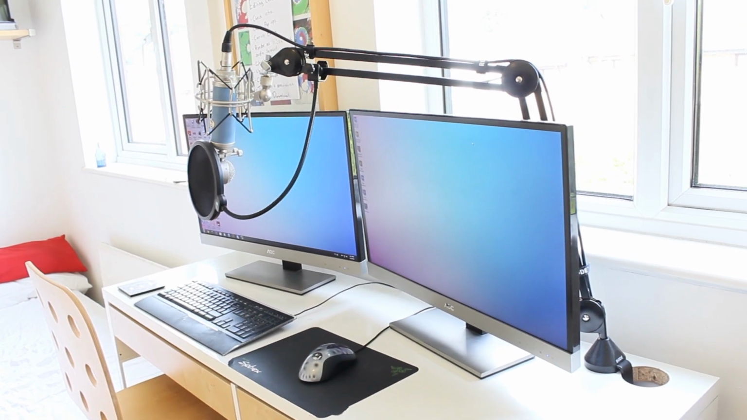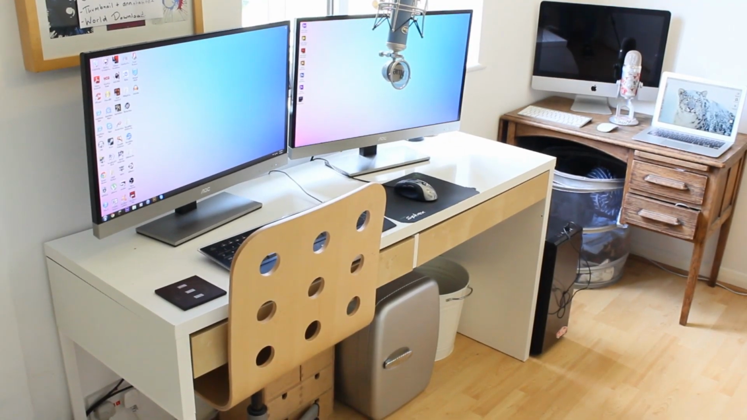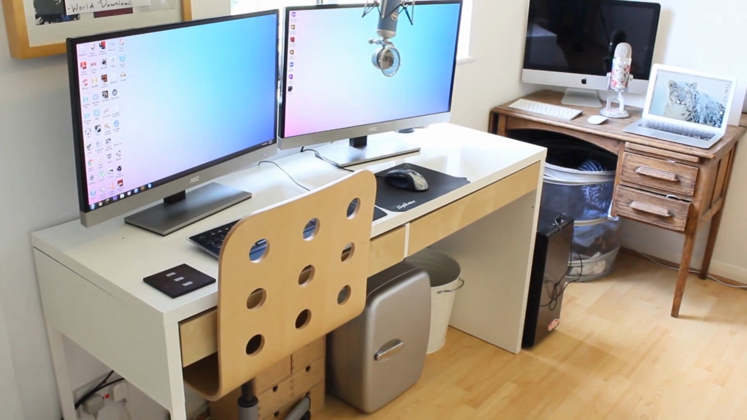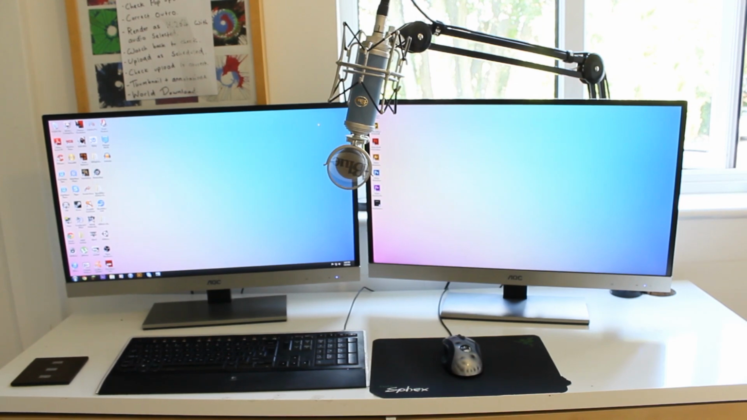In terms of my displays, I've got two 27-inch 1080p AOC monitors. Both of them are, of course, IPS displays, so the image quality is fantastic. The only problem with them is the sound quality isn't particularly good at all, so I would highly suggest getting an external sound system if you were going to buy them.